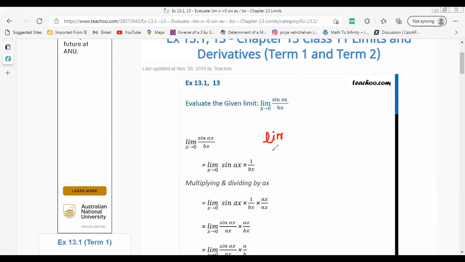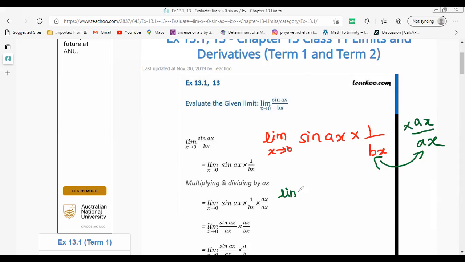So it is limit x approaches 0 of sin ax upon bx. This can be written as sin ax times 1 upon bx. Now I'm going to multiply this by ax and divide it by ax. Now I'm going to switch its position, just swapping the position because multiplication is commutative. So it will become limit x approaches 0 sin ax into 1 by ax into ax by bx.